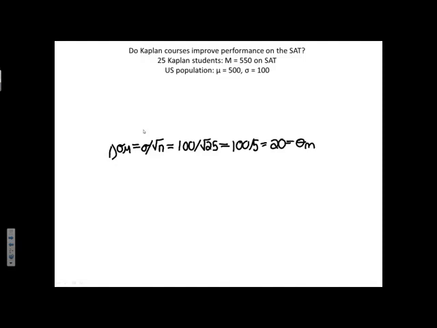Now we need to convert this mean of 550 into a z-score, or, finding the position of the sample within the distribution of sample means to see if it's extreme. So z equals the sample mean minus the population mean divided by the standard error. This is equal to 550 minus 500 divided by 20. This becomes 50 divided by 20. And we get a z-score of 2.5.